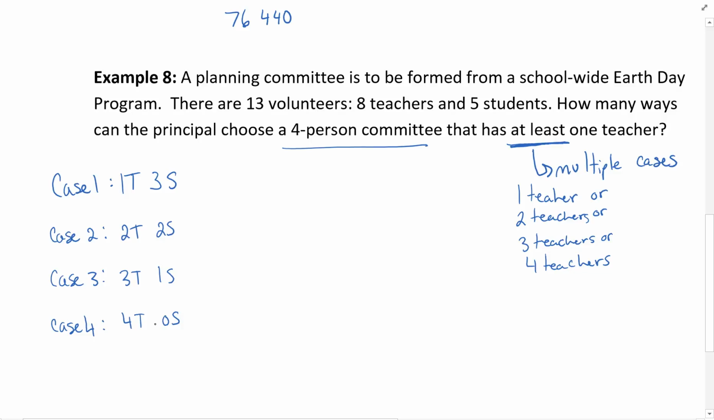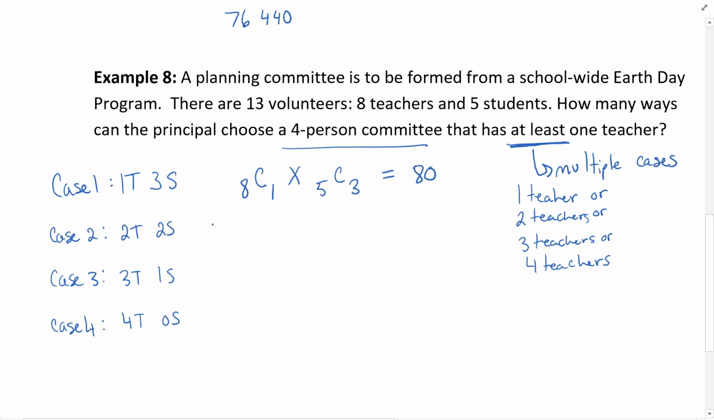Now, how do I do the math for that? Well, all of these are and. 1 teacher and 3 students. 2 teachers and 2 students. So for 1 teacher, I have 8 teachers to choose from, but only 1 can be on the committee. For the students, I have 5 students to choose from, but only 3 can be on the committee. But both of those have to hold true, which was the and, so we're going to multiply those together. Punching that into your calculator, you should make sure that you are able to do that. You should get a value of 80.